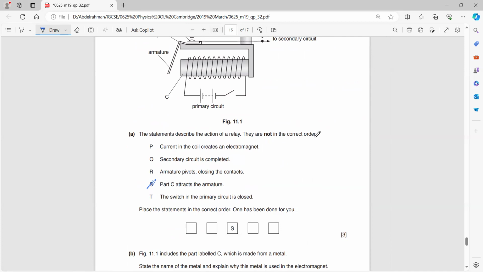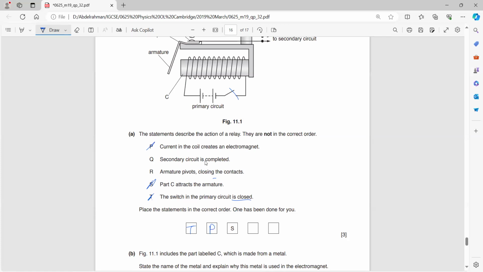T. The switch is closed. When I close the switch, the current will pass. Okay, so when I close the switch, what happens? I think P. When you close the switch, first, what happens? The current starts to pass through the coil. Current starts to pass through the coil, P.